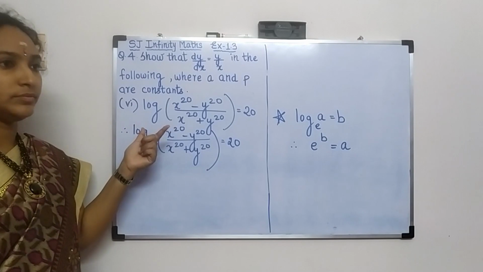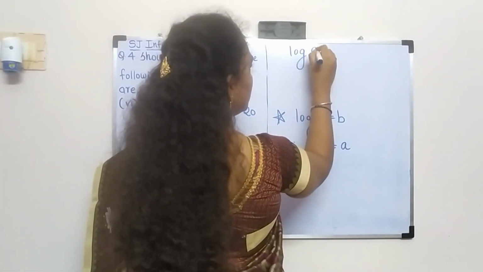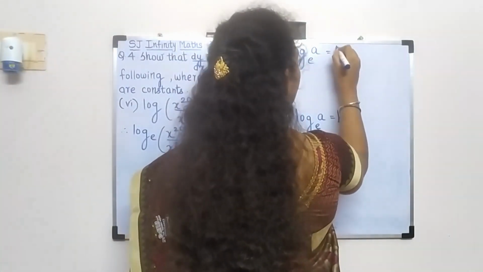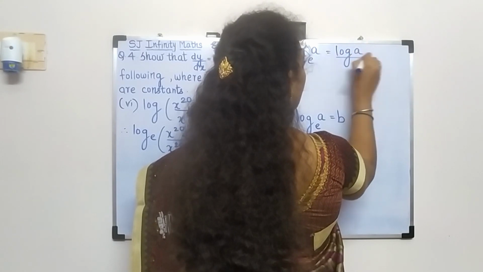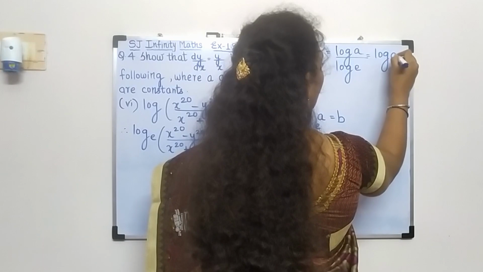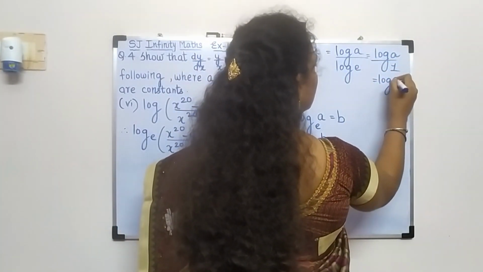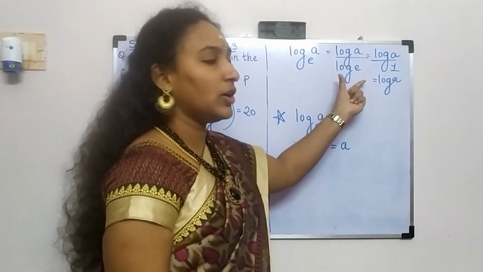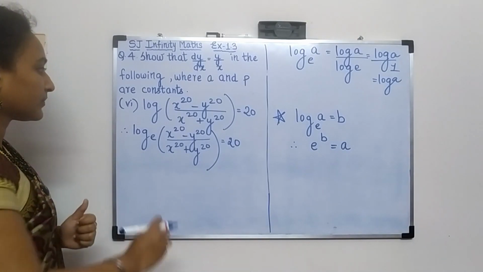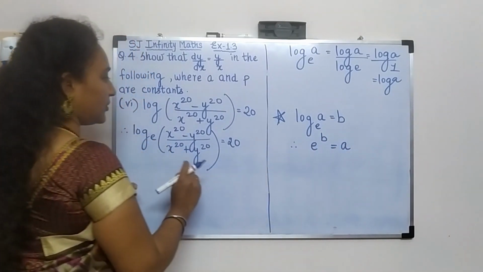See, since we know that, suppose if we have log a to the base e, this can be rewritten as log a upon log e, which is equal to log a, because log e is always 1. I am using this concept over here. Now this can be rearranged to e power b is equal to a.